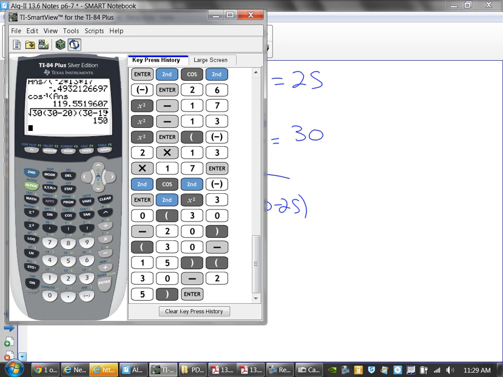Where's your calculator? Do we know? Good place for it for a math class, right? Good place for home. Okay.